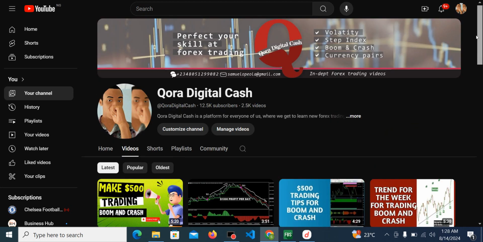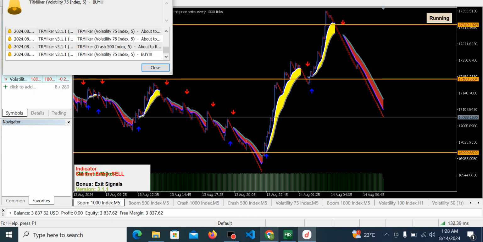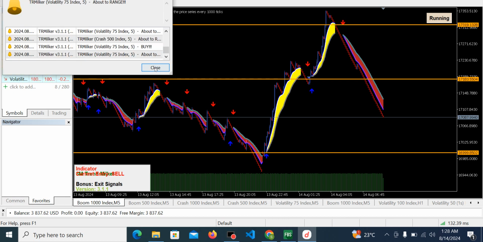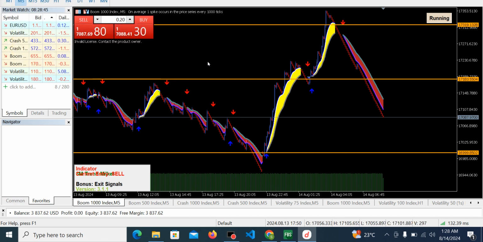Okay, so quickly let's go straight into what we have right here. So like I said earlier on, we'll be checking out how we can use this video to make some cool cash for ourselves right from here. So this started an uptrend right from here. This is 5-minute time frame, and I'm using the trade and trend milker trading indicator. So if you're having the same trading tool, kindly follow up with me.